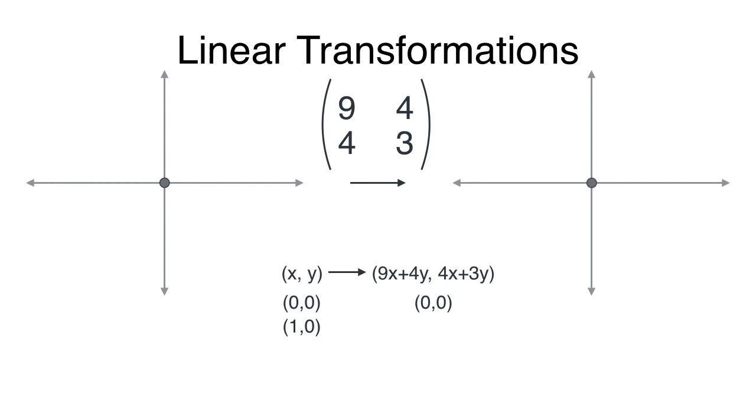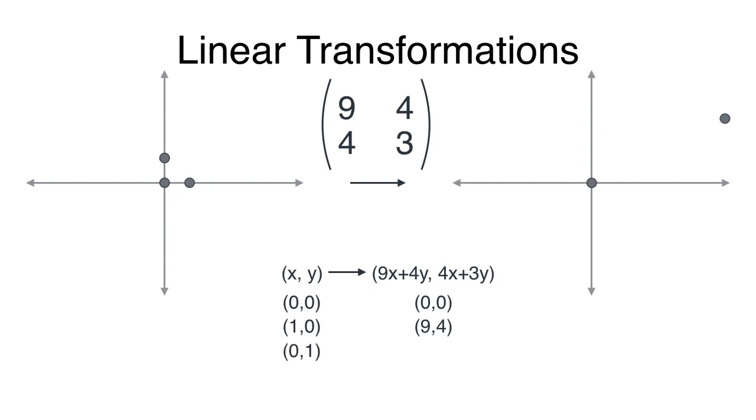Where do you think the point 1, 0 goes? At any moment, feel free to pause the video and think about it yourself. 1, 0 goes to 9, 4, because if you plug in the numbers 1 and 0 for x and y, you get 9 times 1 plus 4 times 0, and then 4 times 1 plus 3 times 0. So we're going to send the point 1, 0 on the left to the point 9, 4 on the right. And these are not drawn to scale, but I'm trying to capture the entire movement here.